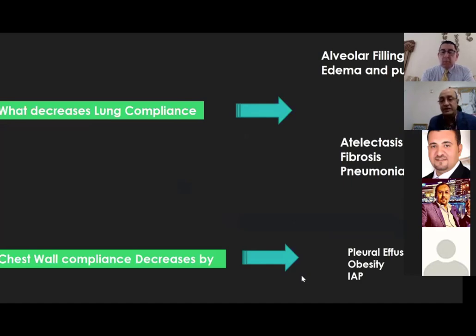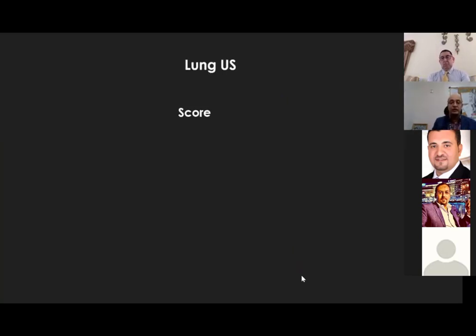Compliance of the lung reduces when you have alveolar filling by edema, pulmonary edema, blood or fluid, whatever the reason is, atelectasis, fibrosis, pneumonia. Don't forget that pleural effusion or an increase in intra-abdominal pressure and obesity is going to restrict the compliance of the chest wall. And this might be the reason for the patient to fail the weaning process or to fail after you extubate even. I want to say here that draining the pleural fluid might be the solution, because if you give a chance for the chest wall to be compliant, you give a chance for the lung to work in a smooth way.